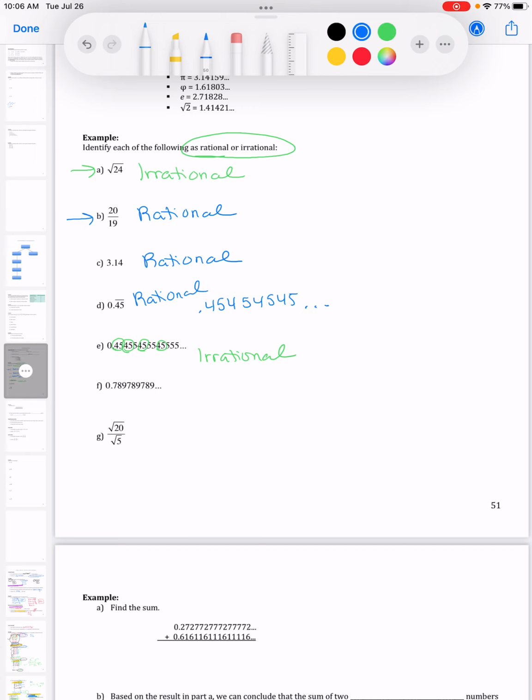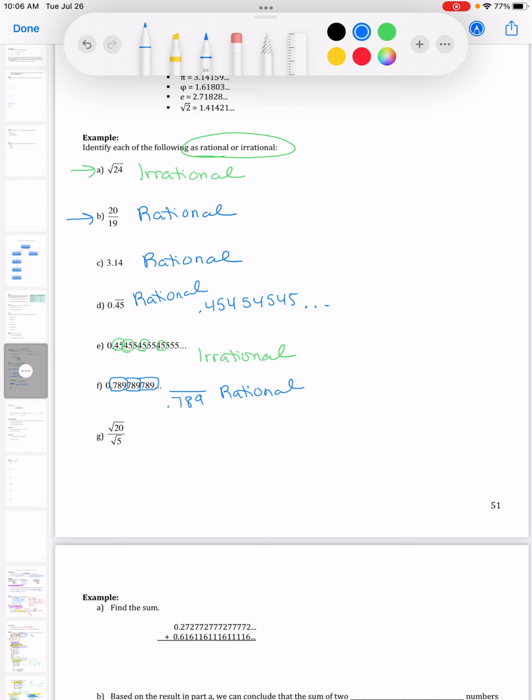F here is something where I could just copy and paste. Here's 7, 8, 9. There's 7, 8, 9. There's 7, 8, 9. I could write this with the repeated line. So that makes this one rational.